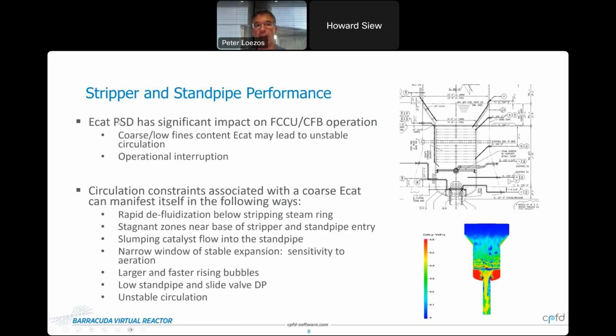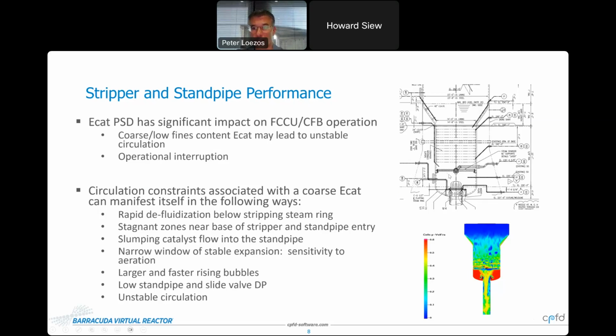So let me talk about stripper and standpipe performance. As most of you know, ECAT PSD, particle size distribution, will have a significant impact on the FCCU or CFB, circulating fluidized bed operation. So coarse or low fines content ECAT can lead to unstable circulation and potentially operational interruption. These circulation constraints associated with a coarse ECAT can manifest themselves in the following ways.